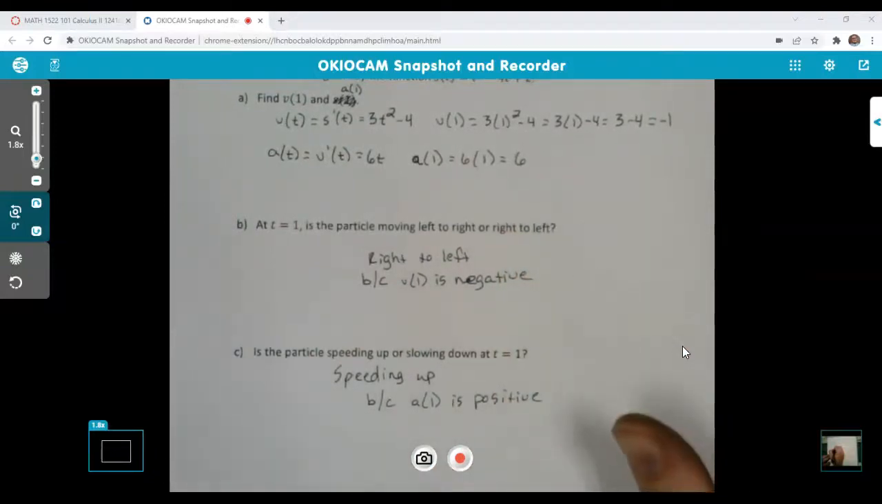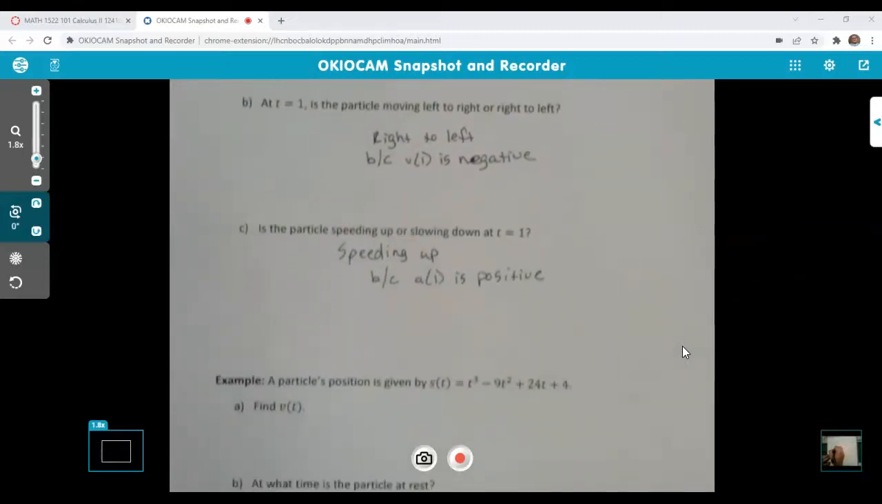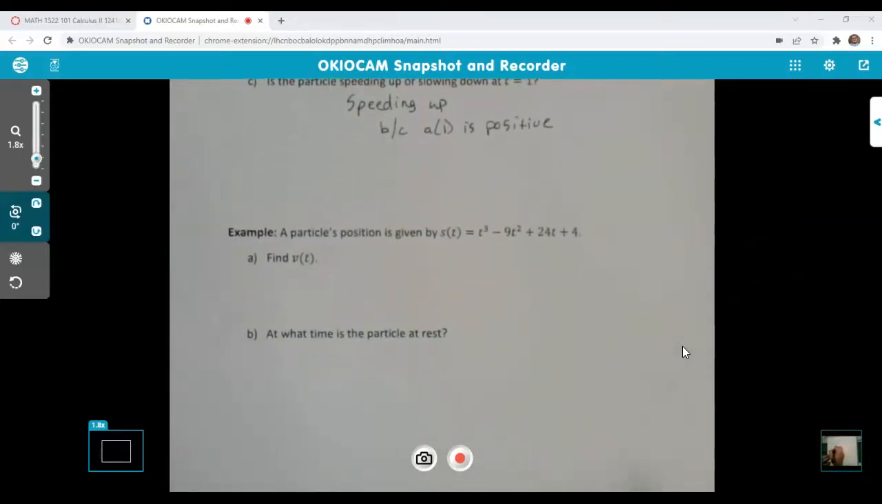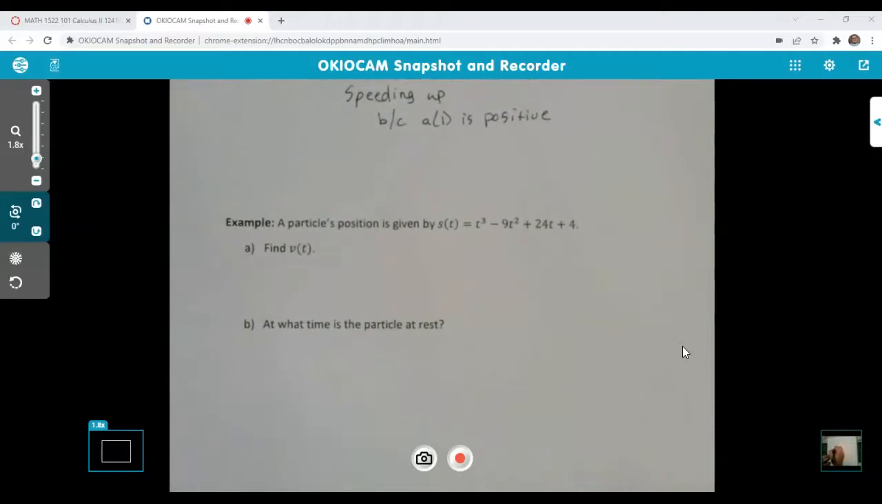Let's use those same concepts, those same ideas for this next example. A particle's position is s of t equals t cubed minus 9t squared plus 24t plus 4. Part A just says find v of t.